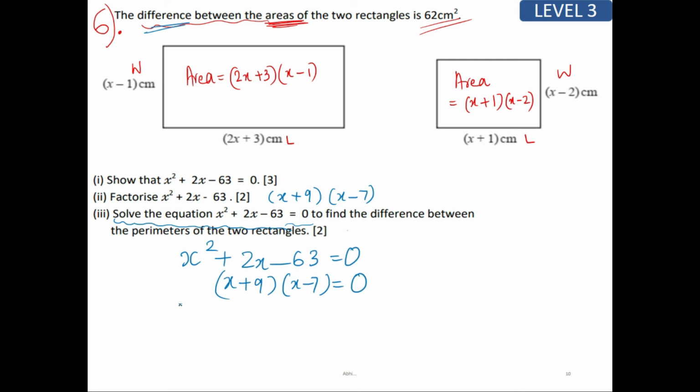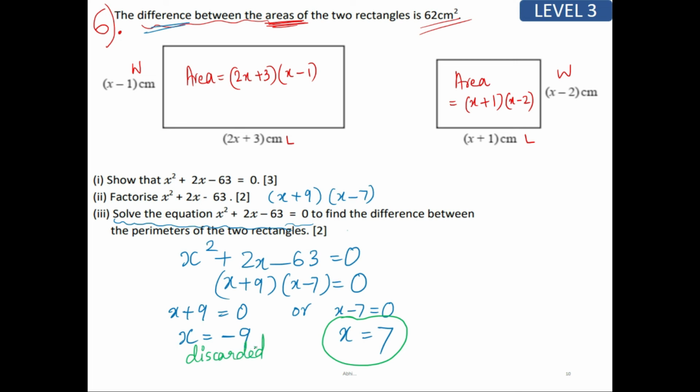So I can write either x plus 9 equals 0 or it can be x minus 7 equals 0. So the two values for x will be x equals negative 9 and x equals 7. Now our answer will be x equals 7, and we will be discarding x equals negative 9. Now using the value x equals 7, we are going to find the perimeters of the two rectangles, because that is the last part of the question. And first let me do the calculation of its dimensions using the value x equals 7.